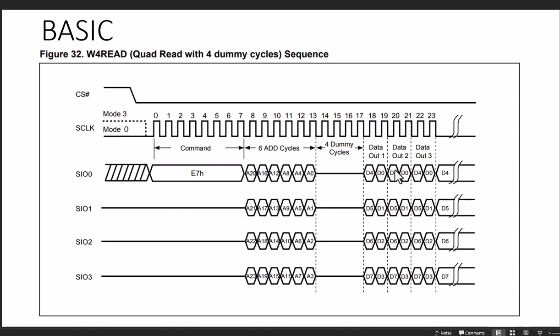There is also the quad I/O read command. In that, the difference is that additionally we are sending the address on the 4 lines as well, so it reduces the 24 cycles to only 6 cycles for the address.